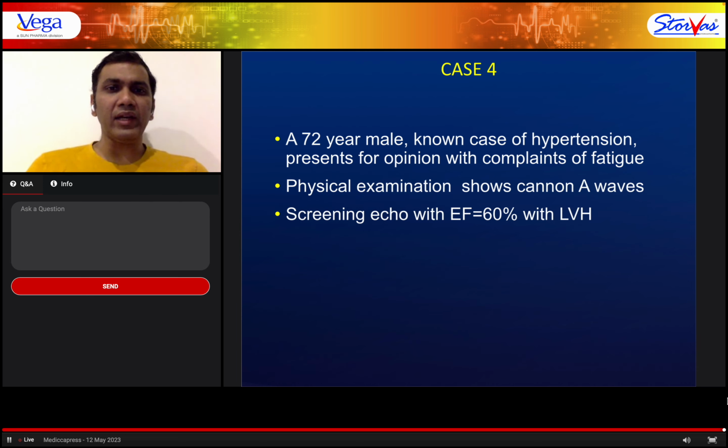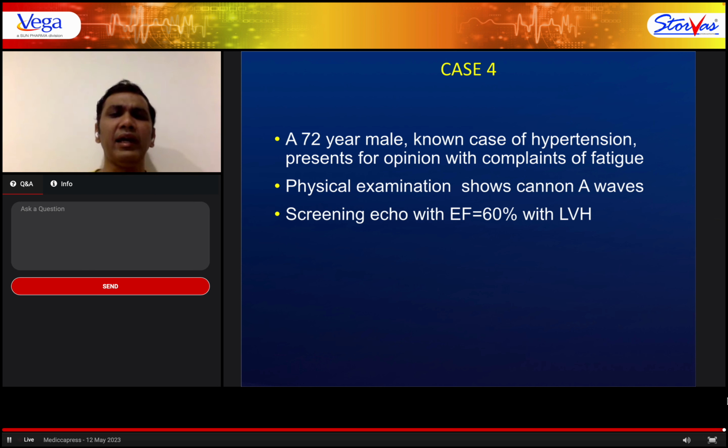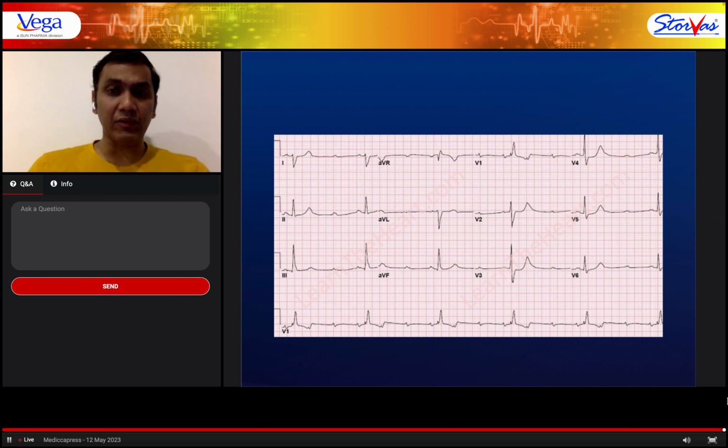We come to case 4, where a 72-year-old male, known case of hypertension, presents with complaints of fatigue, and physical examination shows characteristic cannon A waves. A screening echo shows a normal ejection fraction with left ventricular hypertrophy. Now, let's take a look at this ECG.